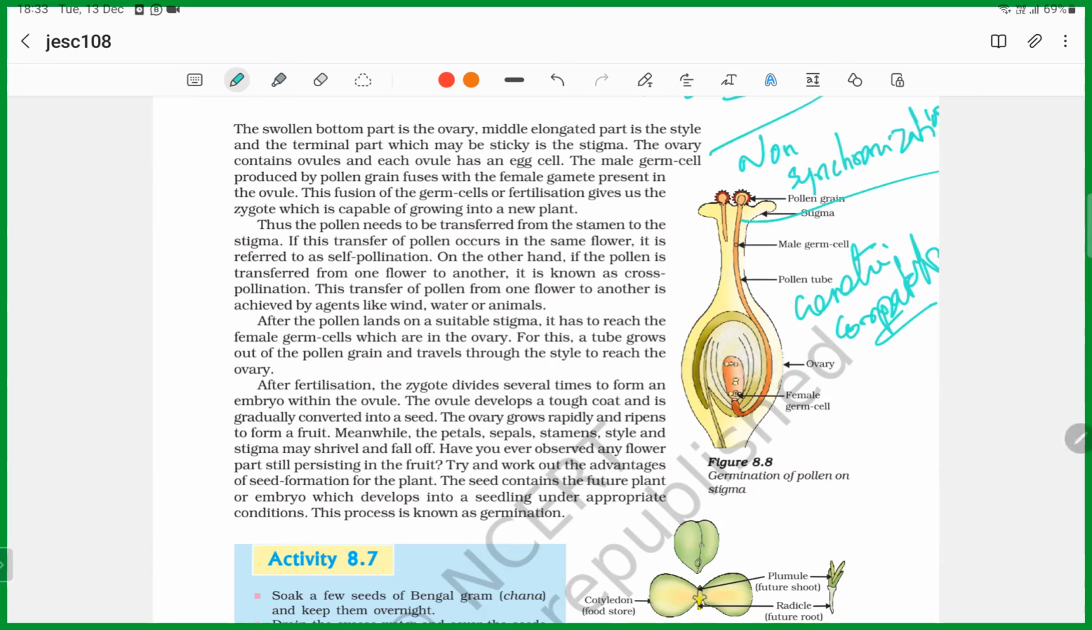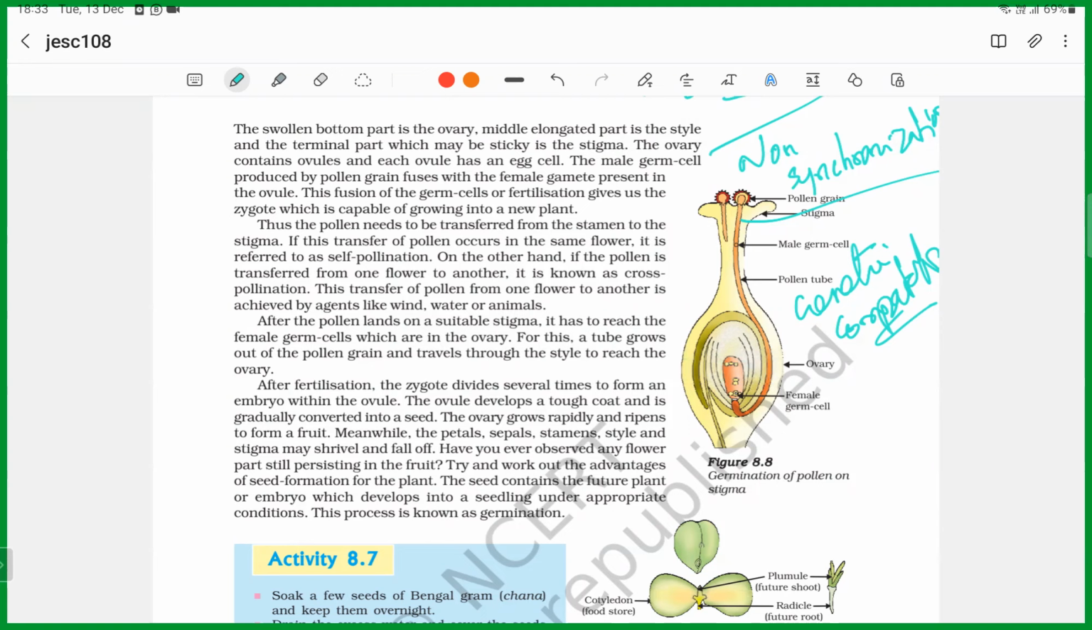It means pollen should develop at a different time, and female gametophyte megasporogenesis should occur at a different time. Then only in the bisexual flower is cross pollination achieved. Okay, fine, good. So if you know what is gamete transfer, you know what is gametogenesis.